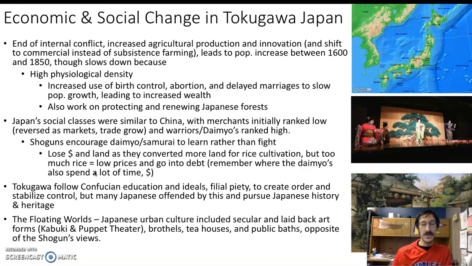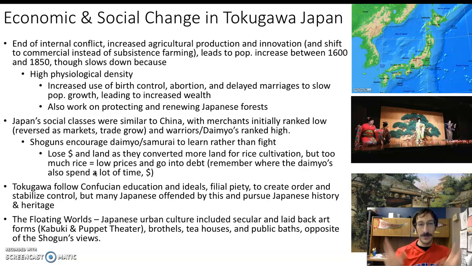So think about, again, Tokyo, Kyoto, other major cities where you begin to see what we call the floating worlds, which is the urban culture, which is more secular, more laid back, has less control. The shoguns have less control of this than they do of the daimyos and the local lords. Again, this is kind of the reverse, that the main cities, while still loyal to Japan and to the shogun and the emperor, have less restrictions, and so they're able to be more secular.